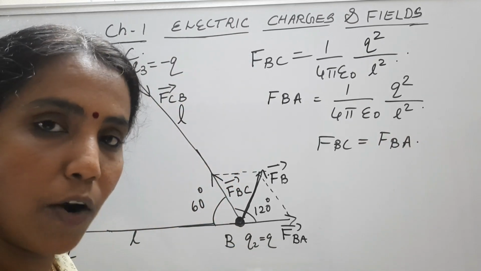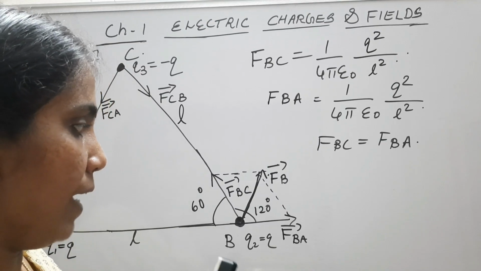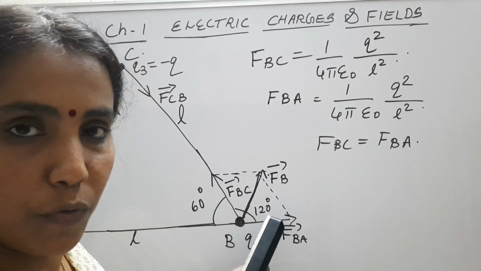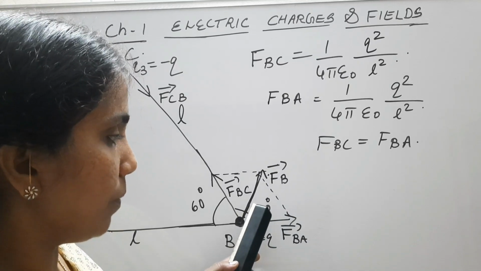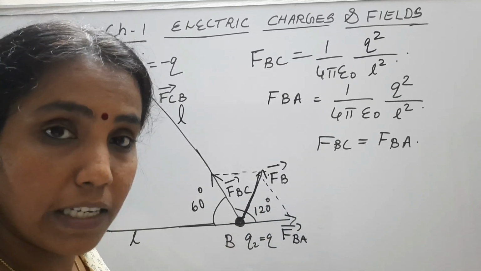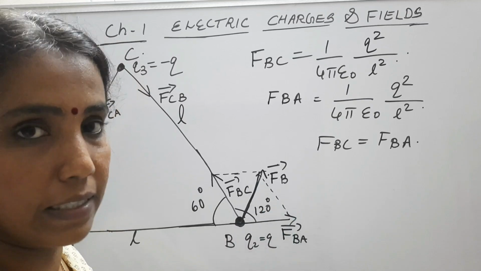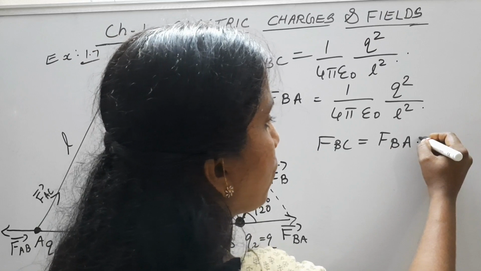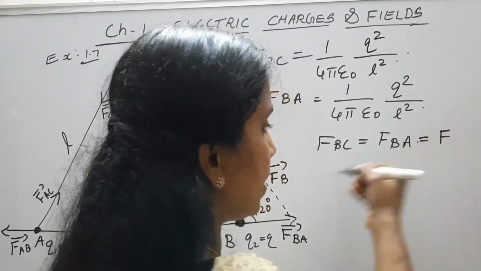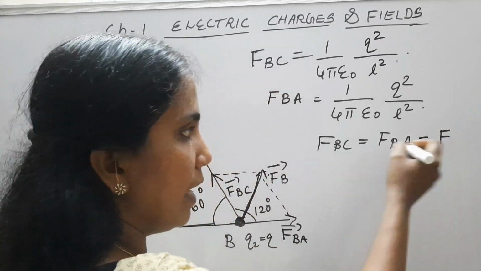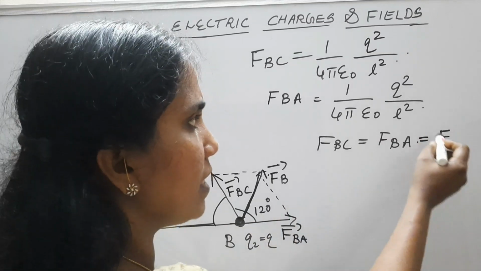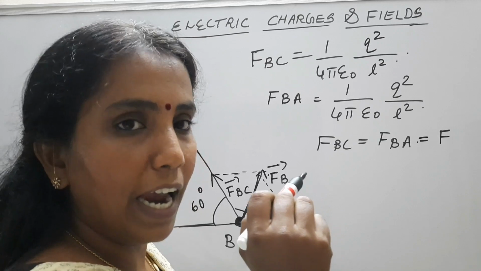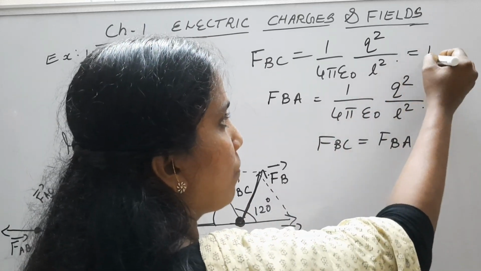The two forces are of same magnitude and they are inclined at an angle 120 degree. So if we use this parallelogram law, we will easily get the magnitude of the resultant. Okay, so let's call FBC, FBA as F, for easiness in doing calculation. So what is this F actually? 1 by 4 pi epsilon 0 Q square by L square. That's what we mean by F.